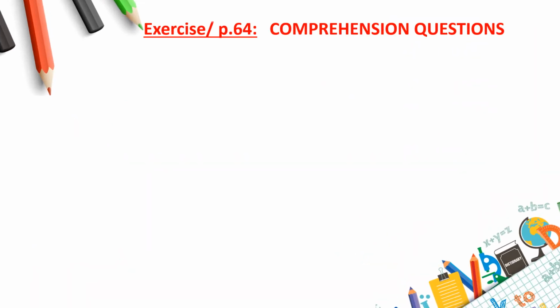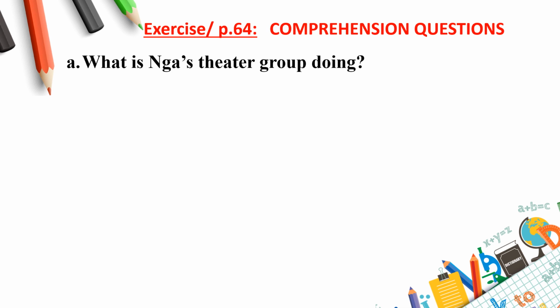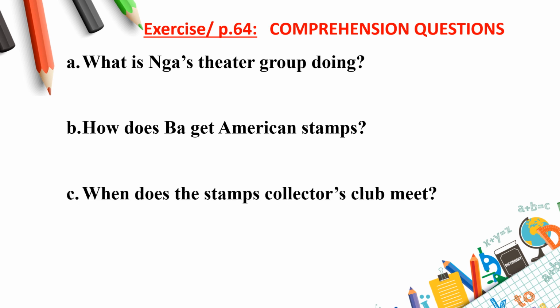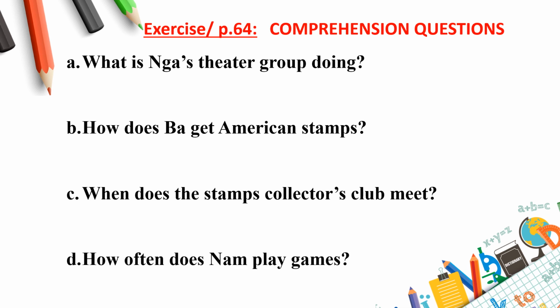So now, to make sure that you understand what they are talking about, I have some questions for you about the text. The first question, A. What is Nga's theater group doing? B. How does Ba get American stamps? C. When does the Stamp Collectors Club meet? D. How often does Nam play games? You have 2 minutes to do this exercise.